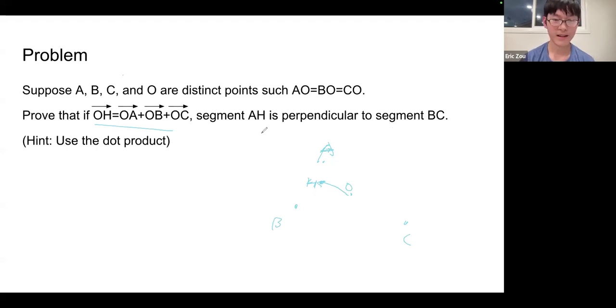Alright, let me just give the hint. So segment AH is perpendicular to segment BC is equivalent to AH dot BC is 0. Now you need to recall the geometric interpretation. What is the vector AH? And maybe you can have some time to try that.